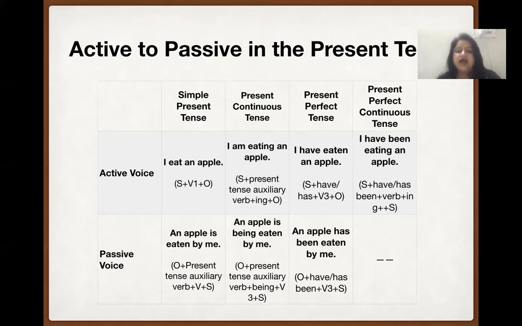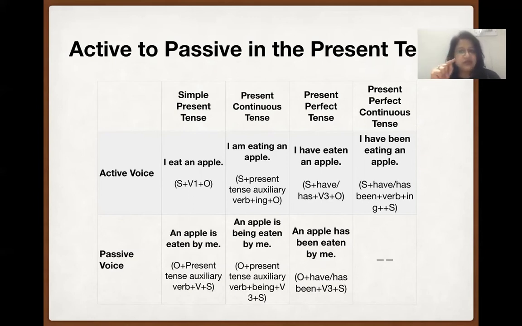So for example, I eat an apple. This is the simple present tense, and we are talking in the active voice. Now S plus V1. When I say V1, it is the main verb, or the present form of the verb. When I say V2, it is the past form of the verb. And when I say V3, it is the past participle of the verb. Just remember that much. Okay. Now, when I say I eat an apple, it is S plus V1 plus O. Until now, we were just discussing S plus V plus O, that is subject plus verb plus object.